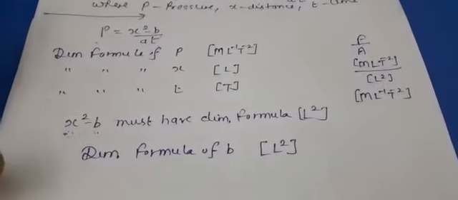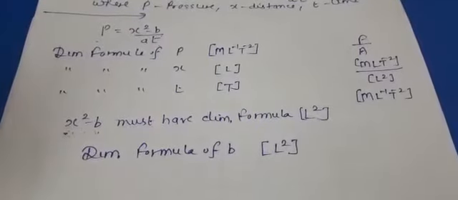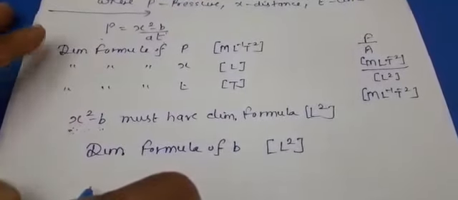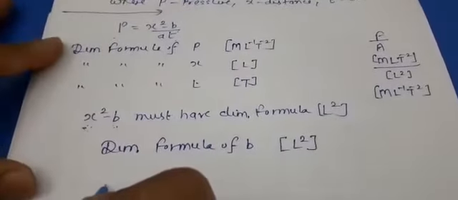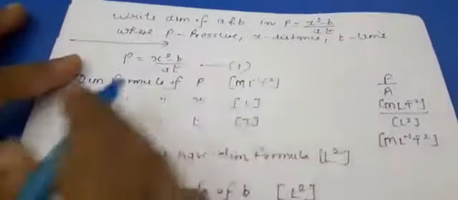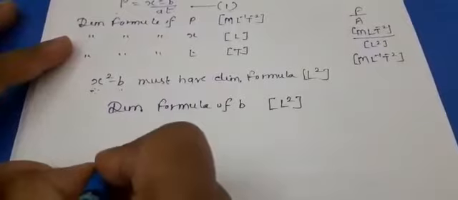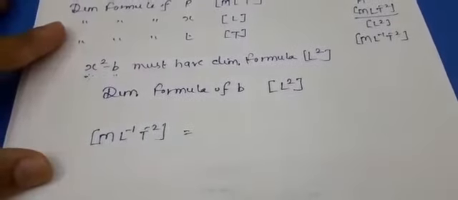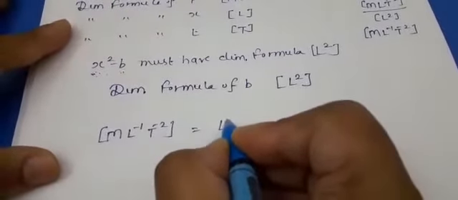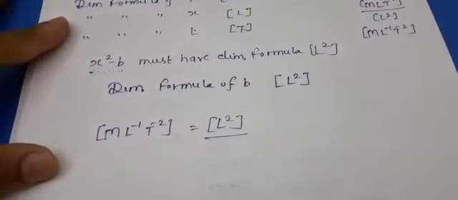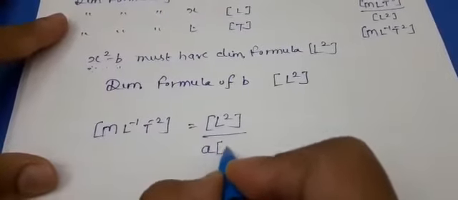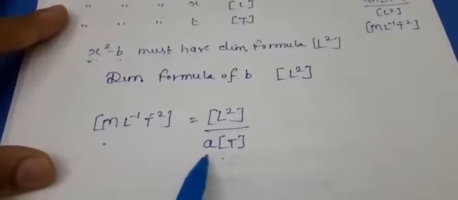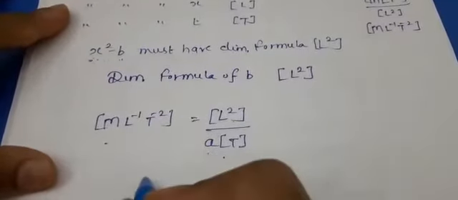So this way you have calculated the dimension formula of B, but now we also have to calculate the dimension formula of A. So now, putting the dimension formula in this relation 1, you will write the dimension formula of pressure is M L minus 1 T minus 2. This will be equal to: numerator is x square minus b having formula L power 2, denominator A is unknown and T is having formula T. So see here all the formulas we have substituted. Now the unknown factor is A. So simply solve it by cross multiplying.